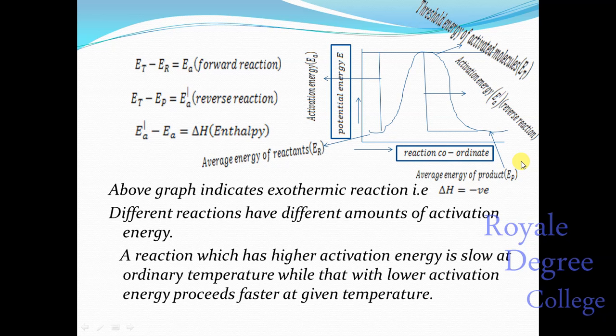Different reactions have different amounts of activation energy. A reaction which has higher activation energy is slow at ordinary temperature, while one with lower activation energy proceeds faster at a given temperature.